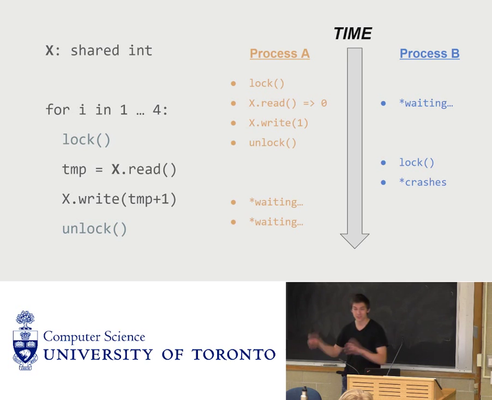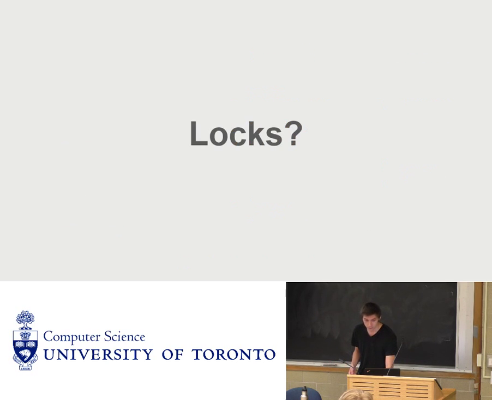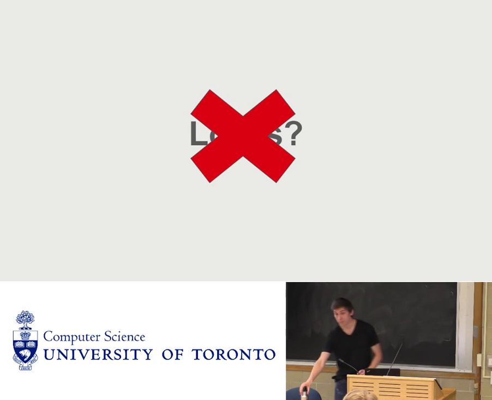So process A locks, does some things. Process B starts, but it has to wait, right? And then, OK, process B gets the lock, but because we have to be fault tolerant, if it crashes, this is a big problem, because then process A is stuck waiting forever. So this algorithm isn't fault tolerant for asynchronous models. So locks are not an option.